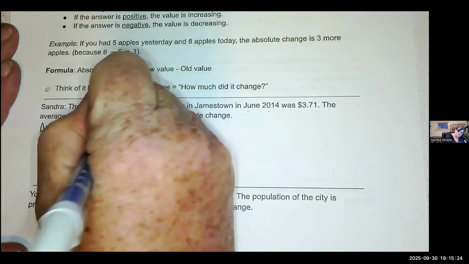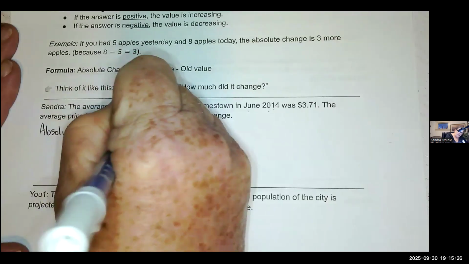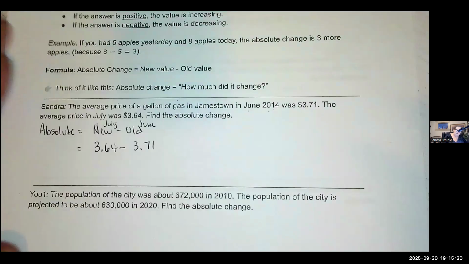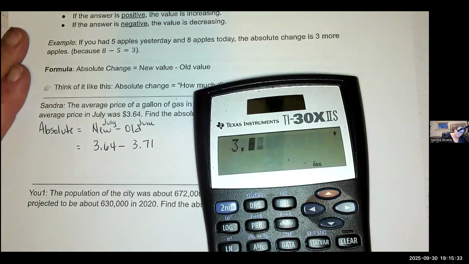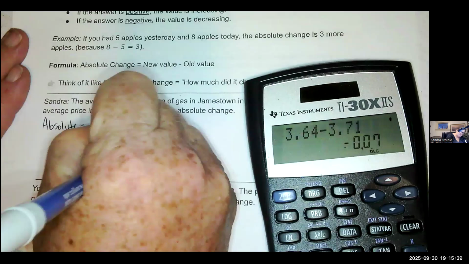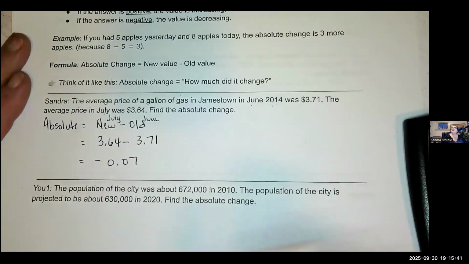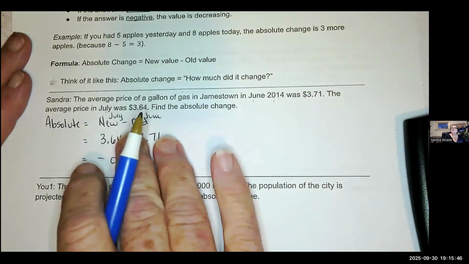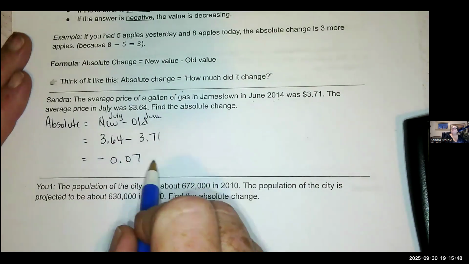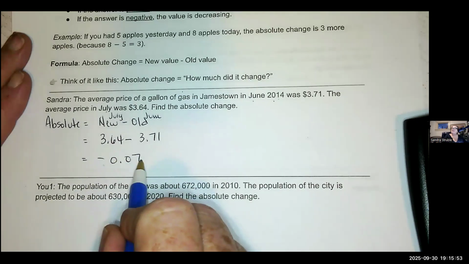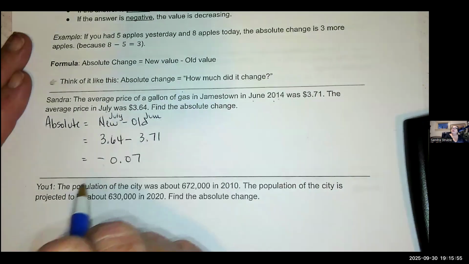So in July, it was 3.64. And in June, it was 3.71. Subtract the two. And I got negative 0.07. Now, this is dollars. That means the dollar per gallon rate went down, or decreased by 7 cents between June and July.